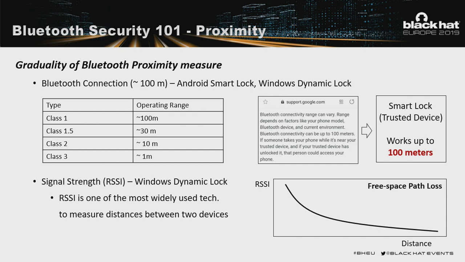Now let's look at the granularity of Bluetooth proximity measures. Theoretically, this is from Google's page. When they introduced Smart Lock, they say that you have to use Smart Lock with trusted devices with care because it can work up to 100 meters. It means that when two devices are far away, about 100 meters, it can work. So that can be a problem. So in Windows Dynamic Lock, they want to solve the problem by utilizing the RSSI signal strength. And the basic feature of RSSI is that the signal strength becomes lower when the distance becomes bigger. So we can use this feature for measuring the distance.